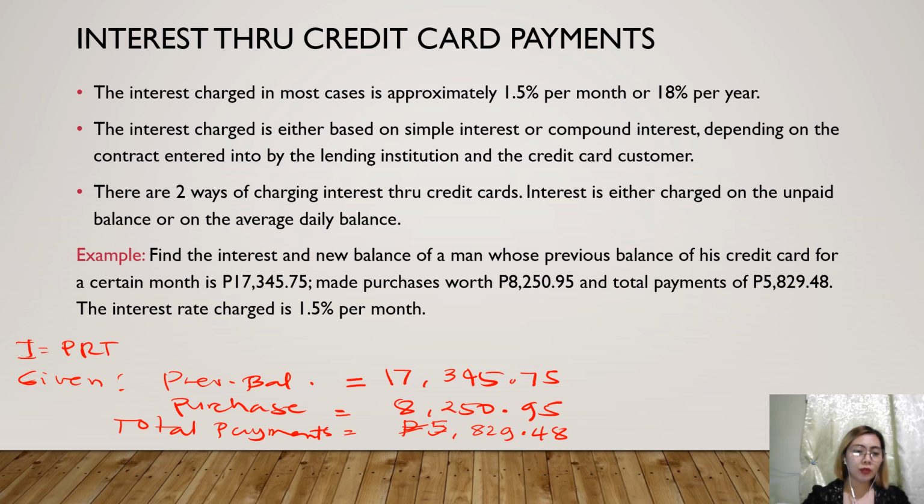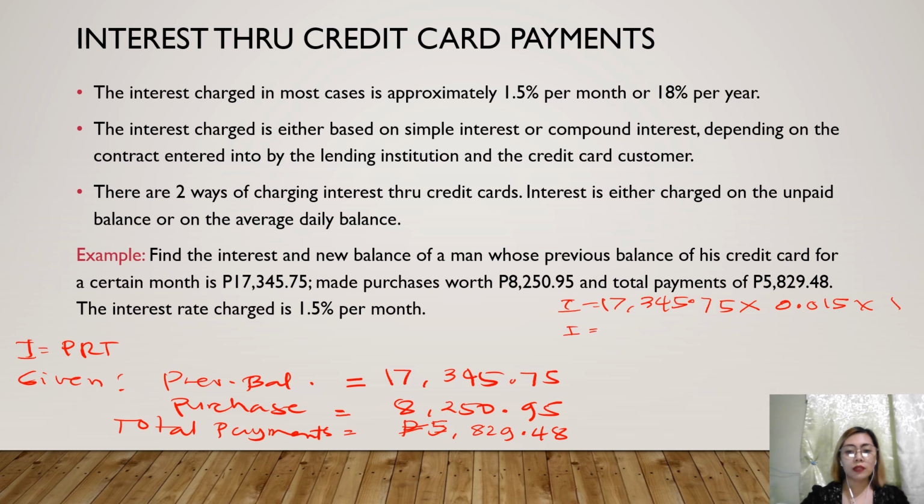So, using the formula I is equal to PRT, kailangan lang muna natin kunin yung interest dun sa previous balance natin. Okay? So, yung 17,345.75, applyan natin siya ng interest na 1.5% or 0.015. Okay? Then, times 1. Bakit times 1? Per month kasi siya. Okay?